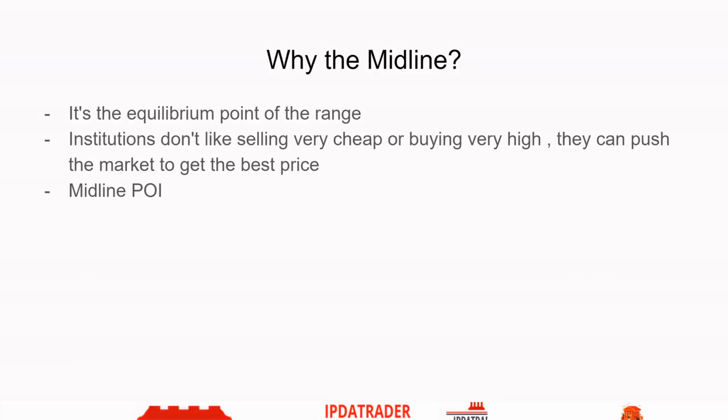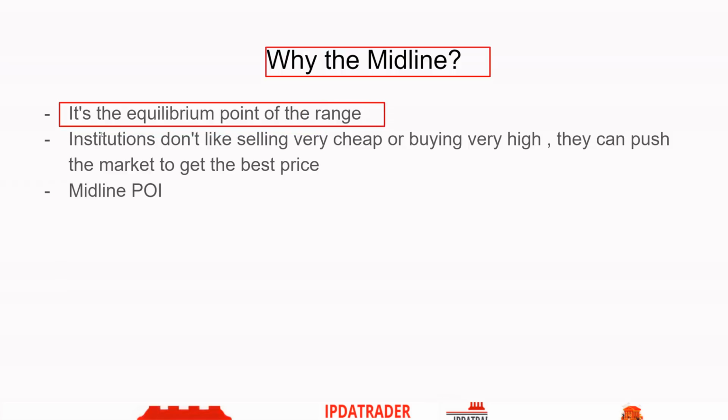And I've essentially covered that just a second ago, but why the midline, right? You may be asking yourself, why is the midline important? Well, it's the equilibrium point of the range. Institutions don't like selling very cheap and or buying very high. Should be pretty straightforward. They can push the market to get the best price.